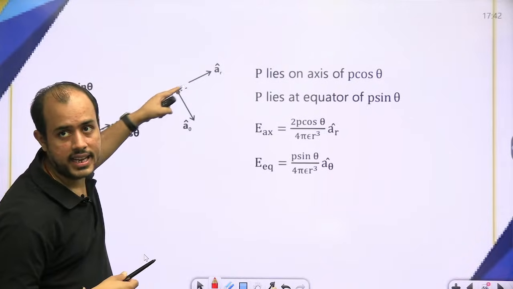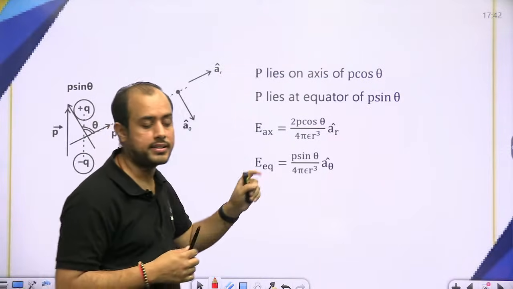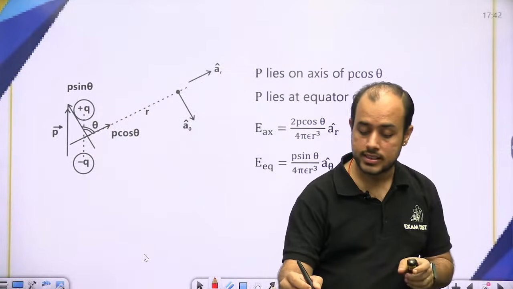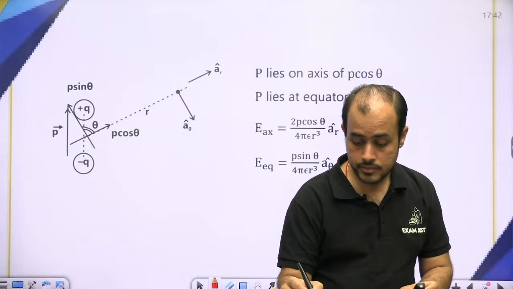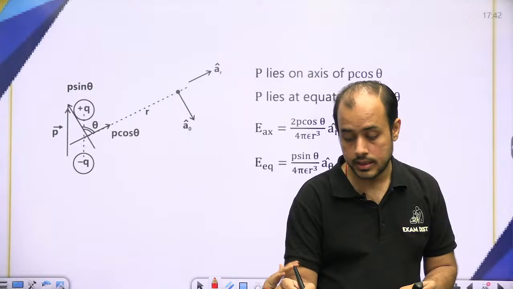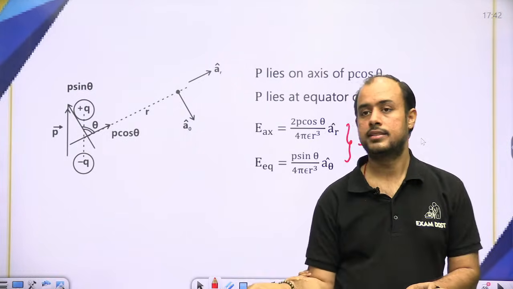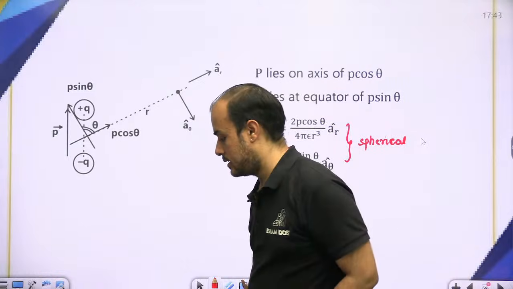Axial is in the r cap direction. Equatorial, this direction is theta, so equatorial is in the theta cap direction. So this is your spherical coordinates. This is in spherical coordinates. Okay, ये spherical में होता है. Give me a moment.